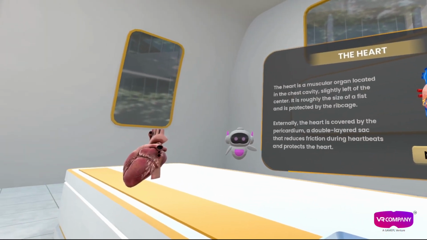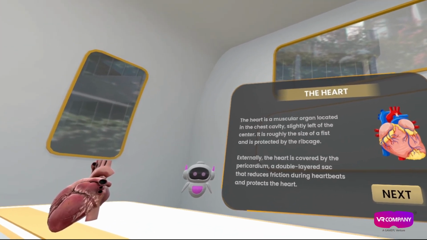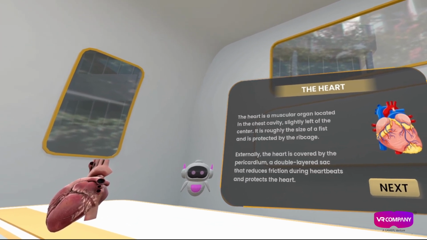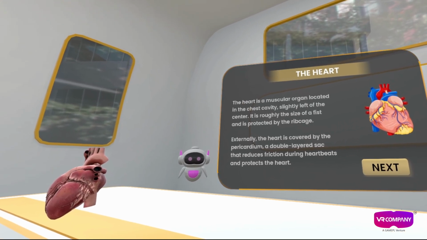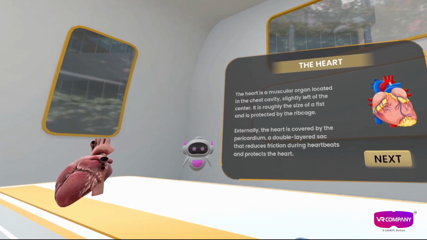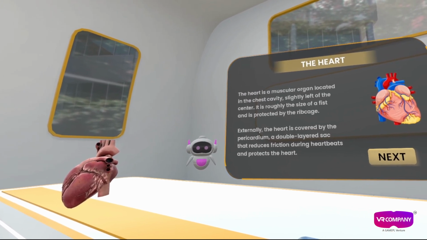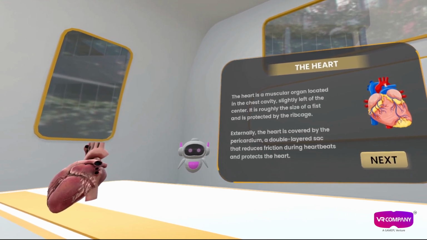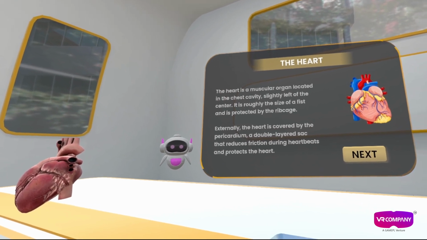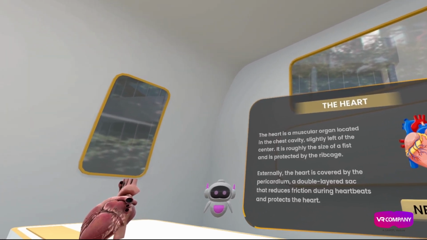The heart is a muscular organ located in the chest cavity, slightly left of the center. It is roughly the size of a fist and is protected by the ribcage. Externally, the heart is covered by the pericardium, a double-layered sac that reduces friction during heartbeats and protects the heart.